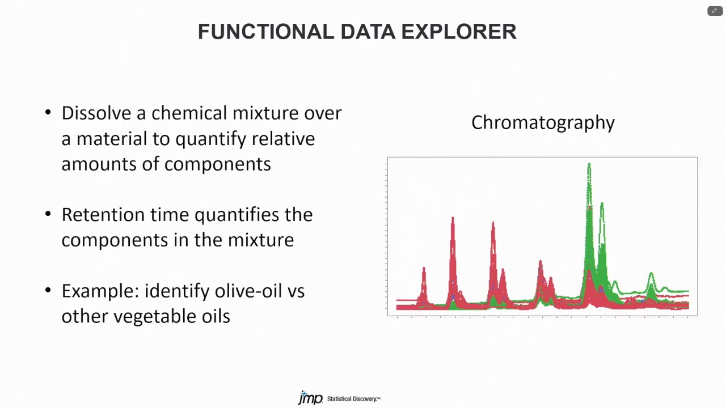If we're looking at samples of liver tissue or kidney tissue, or whatever kind of spectrometry. These are also chromatograms. When we dissolve a chemical mixture over time, we want to figure out the relative amounts of the components in those samples. One example that we'll come back to is identifying olive oils versus other vegetable oils. You can look at chromatograms and use the functional data to predict whether it's an olive oil, a vegetable oil, or some other kind of oil blend.